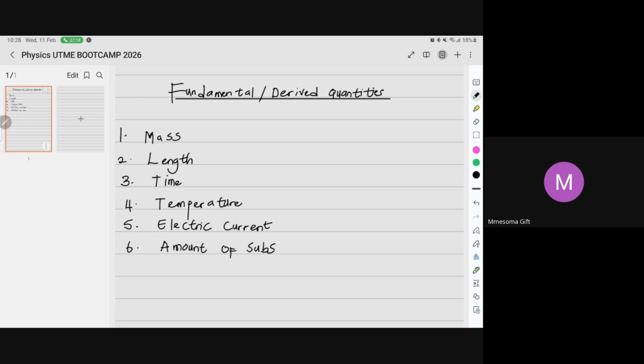What's the next one? Luminous intensity. Yeah, we should have luminous intensity. Hope I can spell that. Is that the spelling? It's LU, right? Luminous, yes. Luminous intensity.